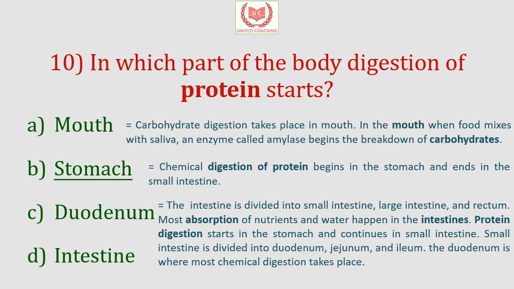And regarding the duodenum and intestine, the whole intestine is divided into small intestine, large intestine and rectum. Most absorption of nutrients and water happens in the intestines. Now protein digestion starts in the stomach and continues in the small intestine. Small intestine is further divided into duodenum, jejunum and ileum. The duodenum is where the chemical digestion takes place.